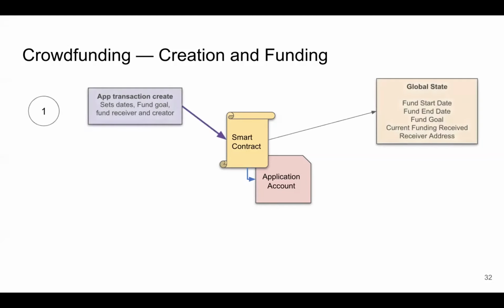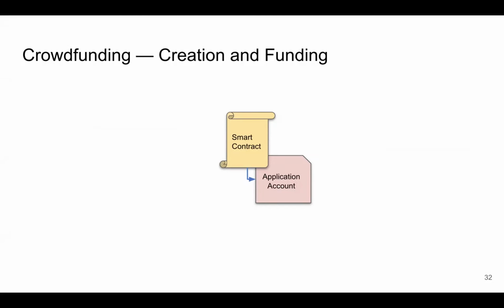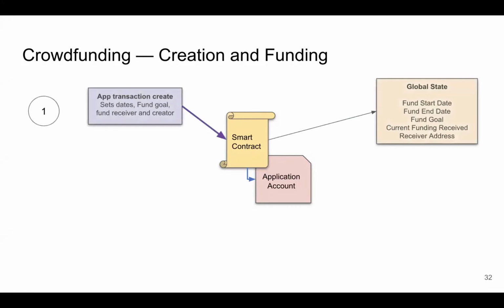Okay, so the way you would do it is, you would create a smart contract with an associated application account. The way you create it is by making an application call to create a smart contract. And the smart contract will store in its global state the start date, the end date of the funding, the goal, how much funding is currently received. So at the beginning, 0, but hopefully at the end, more than the fund goal. And the receiver address, who will receive the money at the end of the day if the funding is successful.